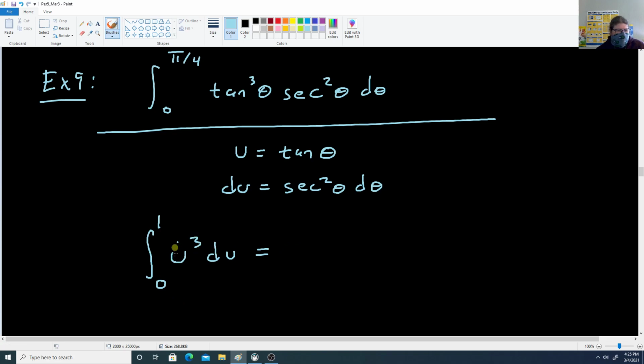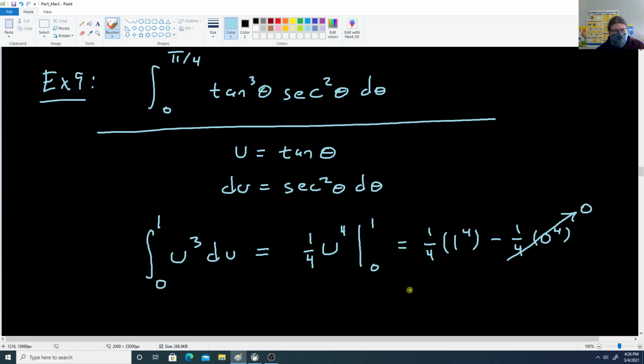This turns into, when I integrate u cubed, that's u to the 4 with a 1/4 out front. And we're going to evaluate that from 0 up to 1. So this will be 1/4 times 1 to the 4th minus 1/4 times 0 to the fourth. A fourth times 0 to the fourth, that whole term goes to 0. 1 to the fourth is 1, so we get a fourth back from that one. Okay.